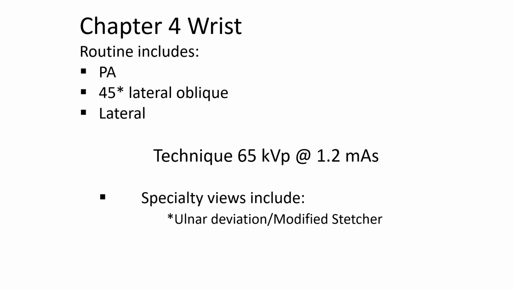And the technique is just as it was for hand, 65 kVp at 1.2 mAs. Some of the specialty views included for a wrist are the ulnar deviation or the modified Stecher. You can also have the carpal tunnel view and the carpal bridge as well, and we'll look at that when we get a little farther on.